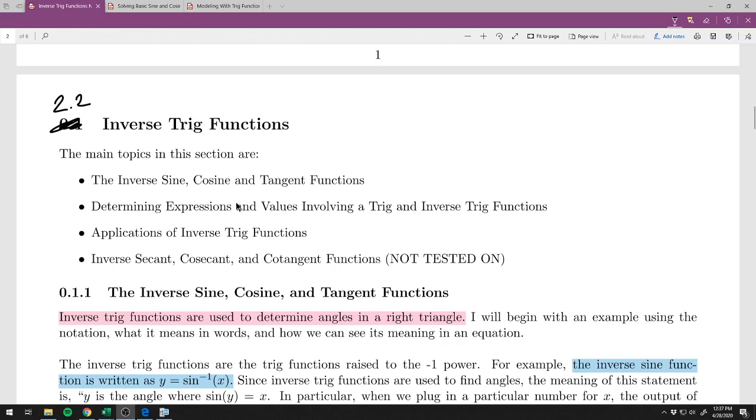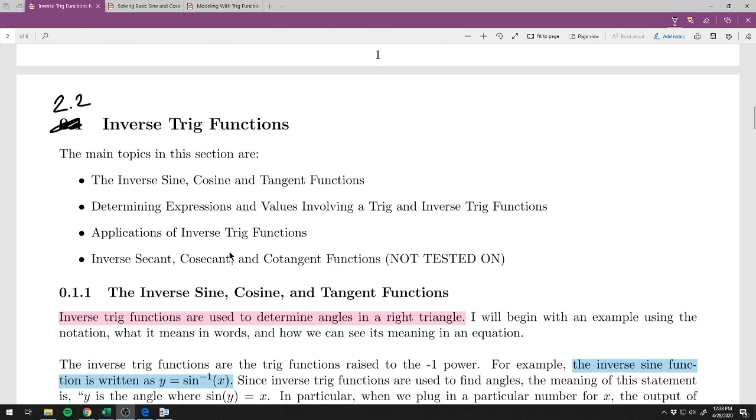Then we'll talk about determining expressions and values involving a trig and inverse trig function. This is an application of trig functions and inverse trig functions that is pretty frequently seen in calculus. So that's why we really do it. We won't see it much in this class personally, but for those of you taking calculus, you will see these kind of questions.